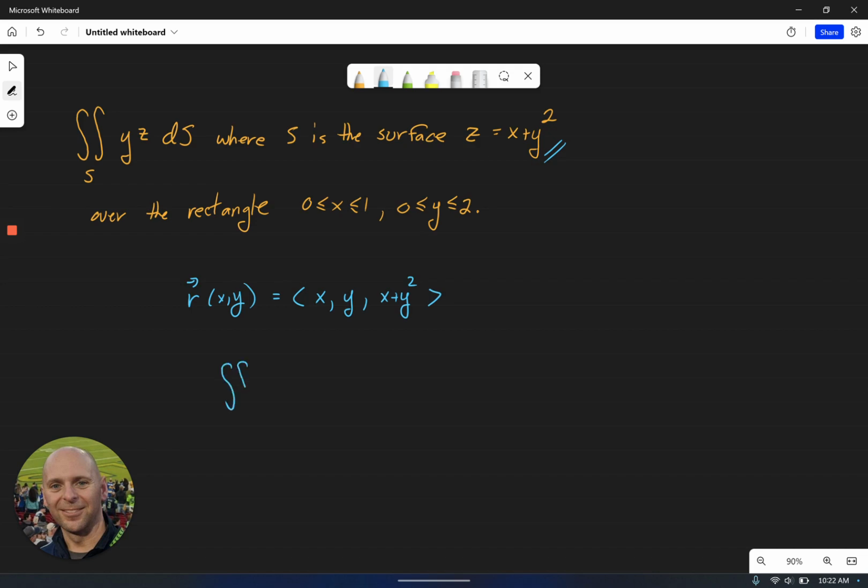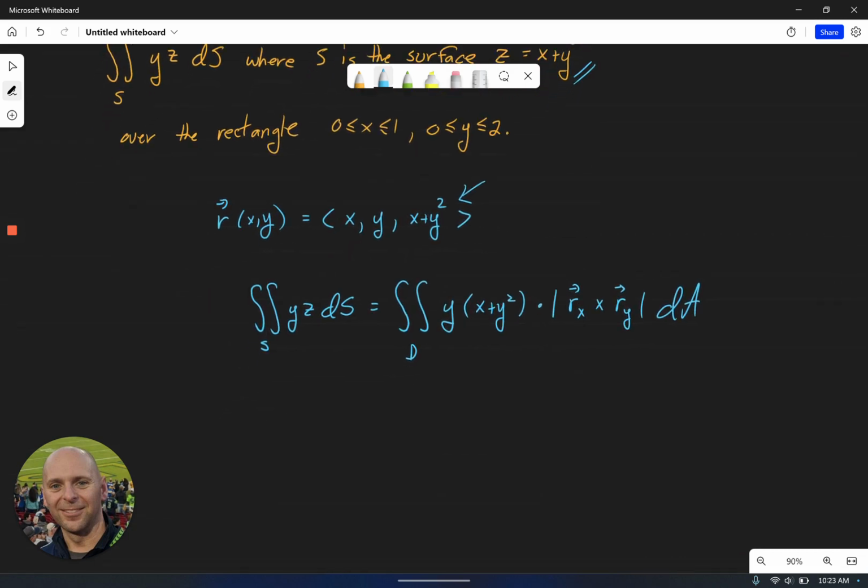Then the double integral over the surface S of yz dS is equal to the double integral over the region D, like we had before, of y times z, where z is given as x plus y squared. We don't see any difference initially, but of course I've got to multiply by the magnitude of the partial of r with respect to x crossed with the partial of r with respect to y, and then we throw on our dA. Let's see if we can find those partials now.